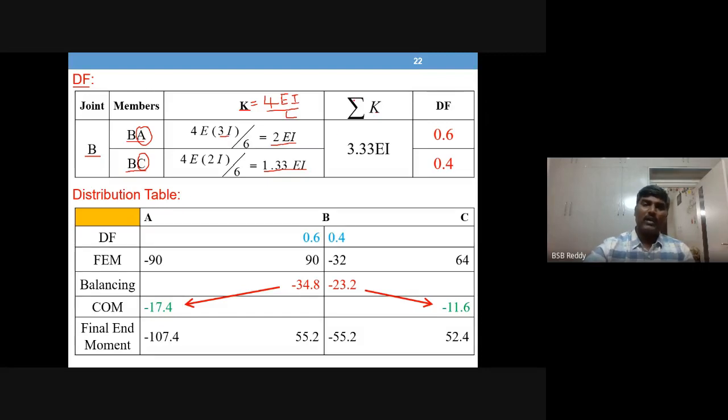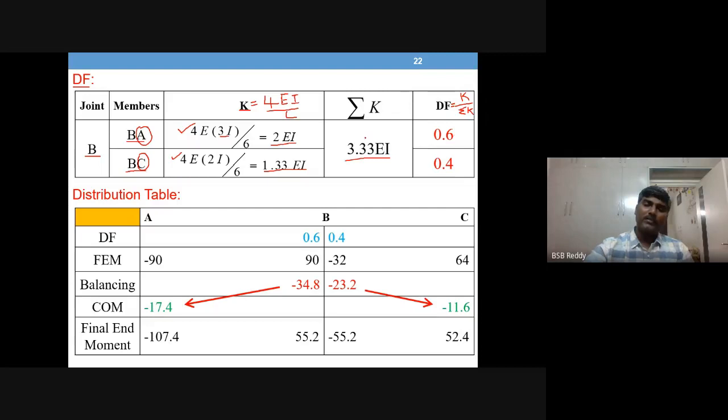Now what? Add all the stiffness values at a joint. How many do you have? Only two. So 2 plus 1.33, that is 3.33 times EI. This is the joint stiffness, and these are the member stiffnesses. Now the distribution factor is equal to K divided by sigma K. If you want, you can write all these formulas. It will still be clear to the examiner.